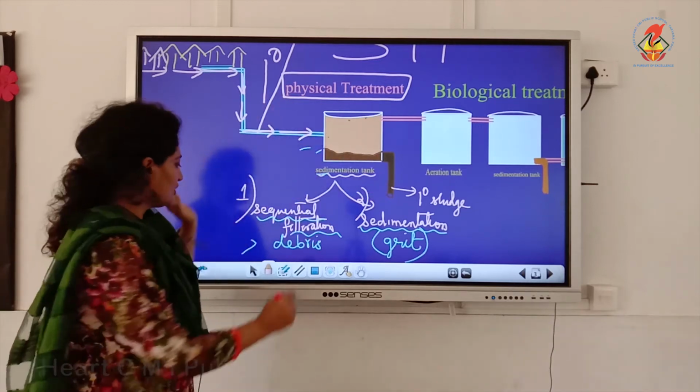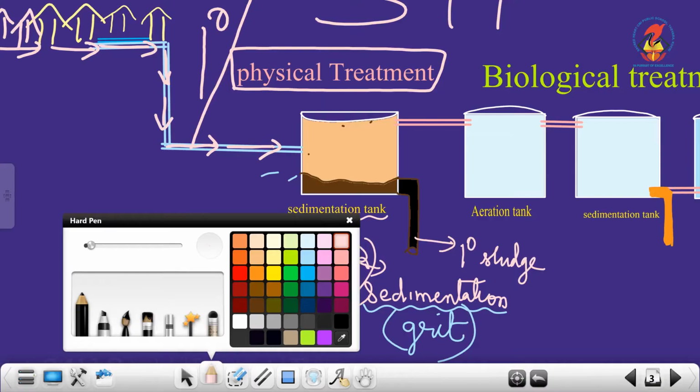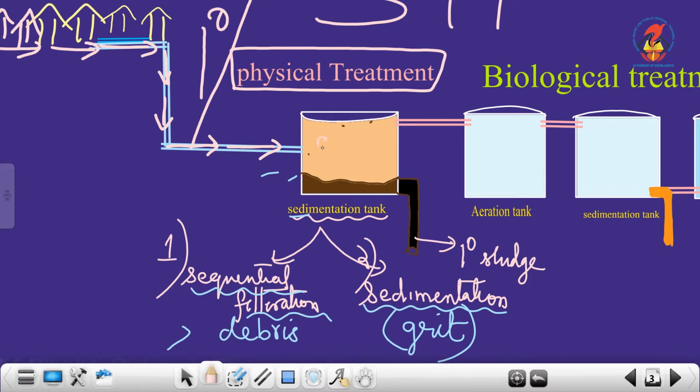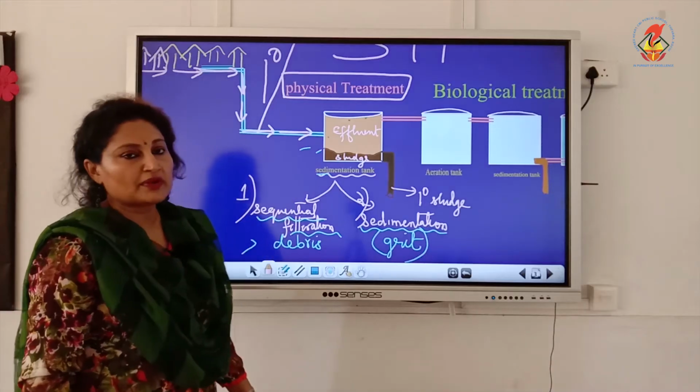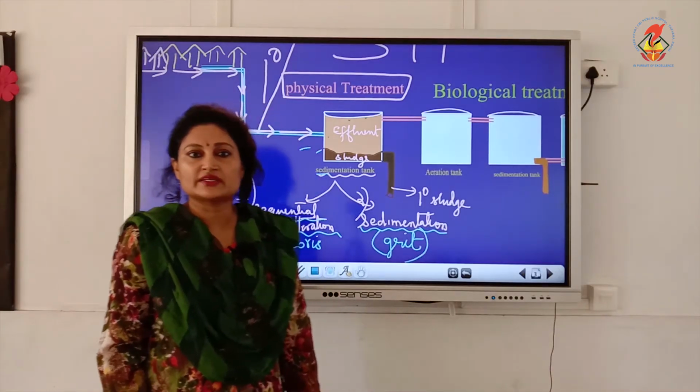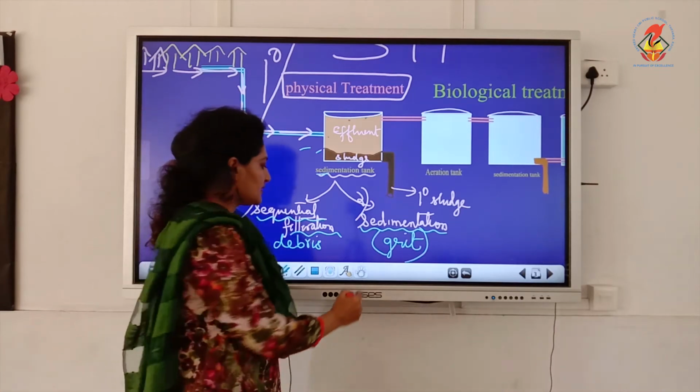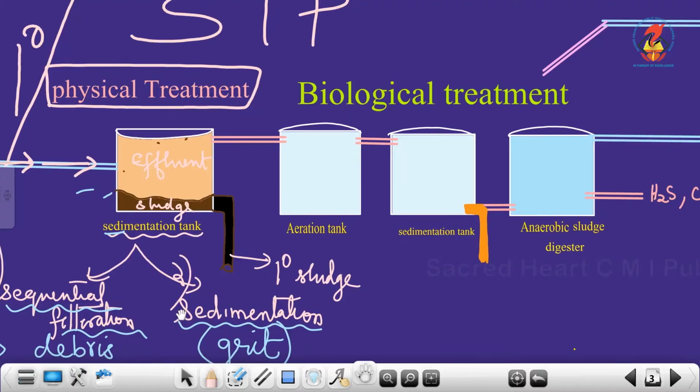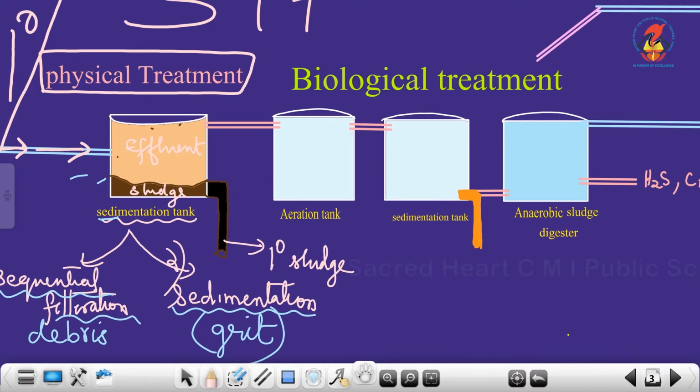I told you the two parts which we are always going to refer to. This upper part is called the effluent, which is the supernatant, and the lower portion, the settled sediment, is known as sludge. Now this sludge is called the primary sludge, which is used as filling for making buildings in construction sites. Now the primary treatment is over. Now we are going to the secondary treatment.